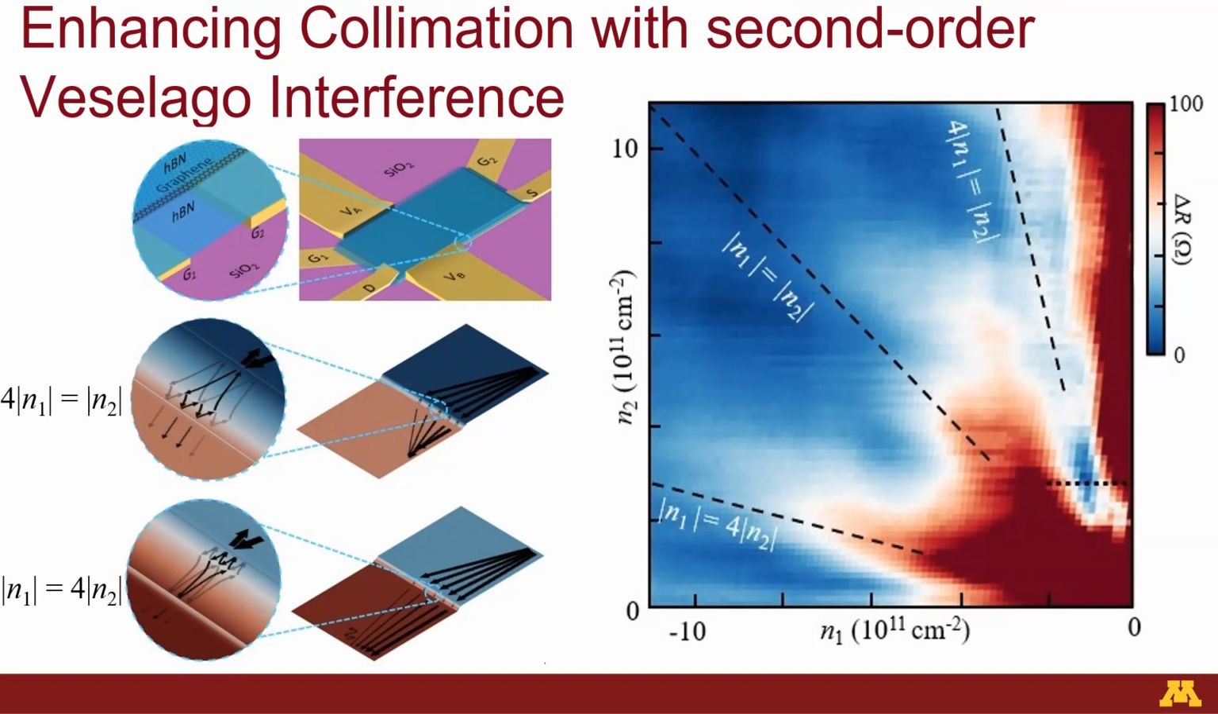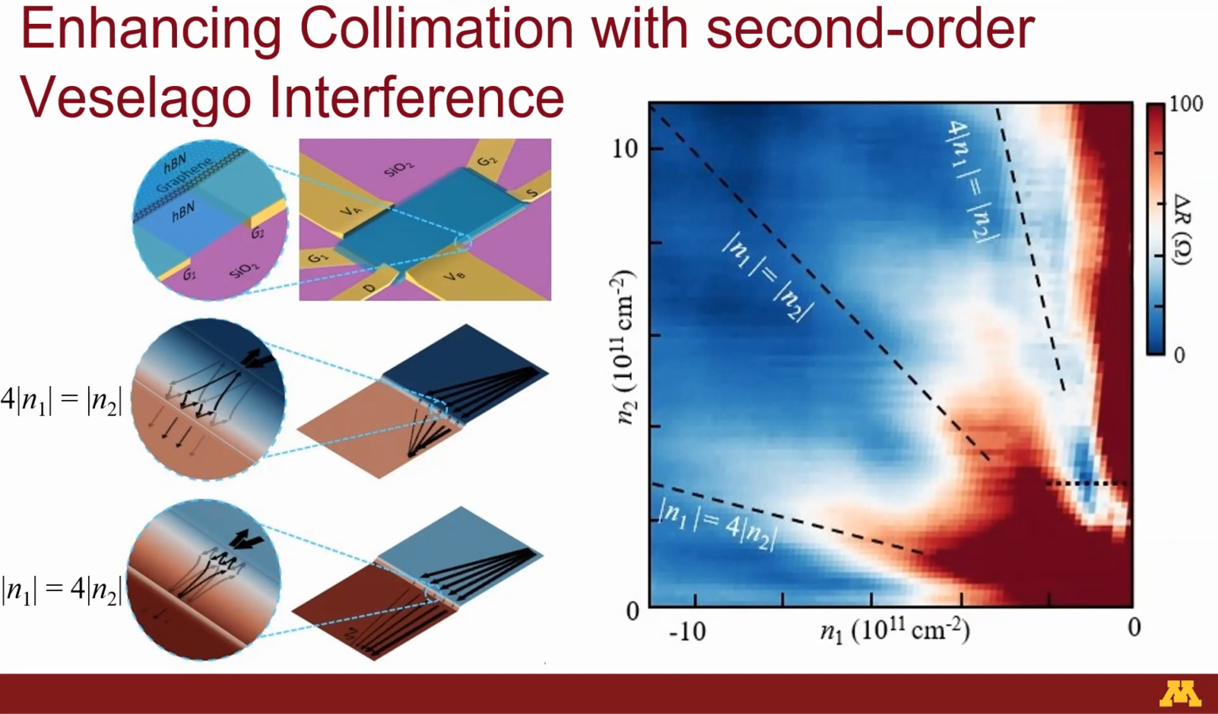In this slide, the first figure shows the schematic device diagram for characterizing the collimation efficiency of the Veselago interference. So source and drain contacts are intentionally placed at the bottom right and bottom left corners of the graphene on top of the bottom gates.